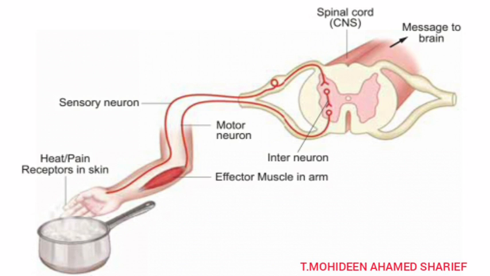There are two types of reflexes: unconditional reflexes and conditional reflexes. In the diagram of the reflex arc, when heat or pain is received by the receptors of the skin, the sensory neuron and the motor neuron along with the interneuron take the signal through the spinal cord to the brain, which causes two types of reflex, unconditional and conditional reflex.